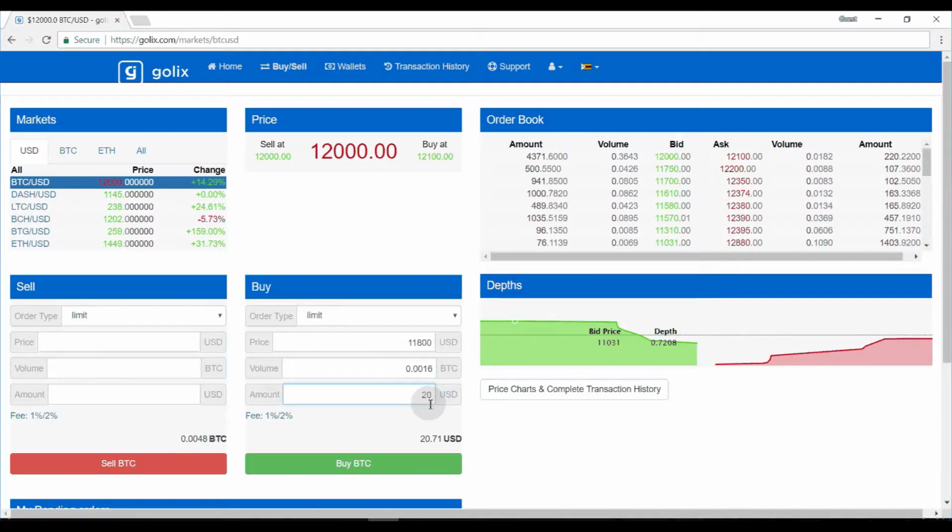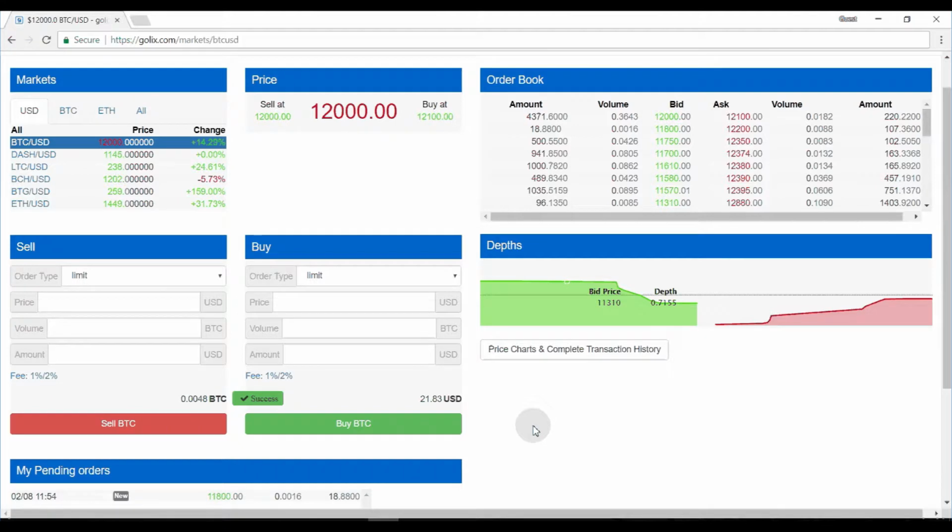So the moment I click buy, my order will come into the order book. There it is. And you'll see that the amount of Bitcoin I'll get is 0.0016 at the price I've stated. However, the lowest seller is 12,100. So it means I have to wait for someone to come in and be able to fulfill that amount.